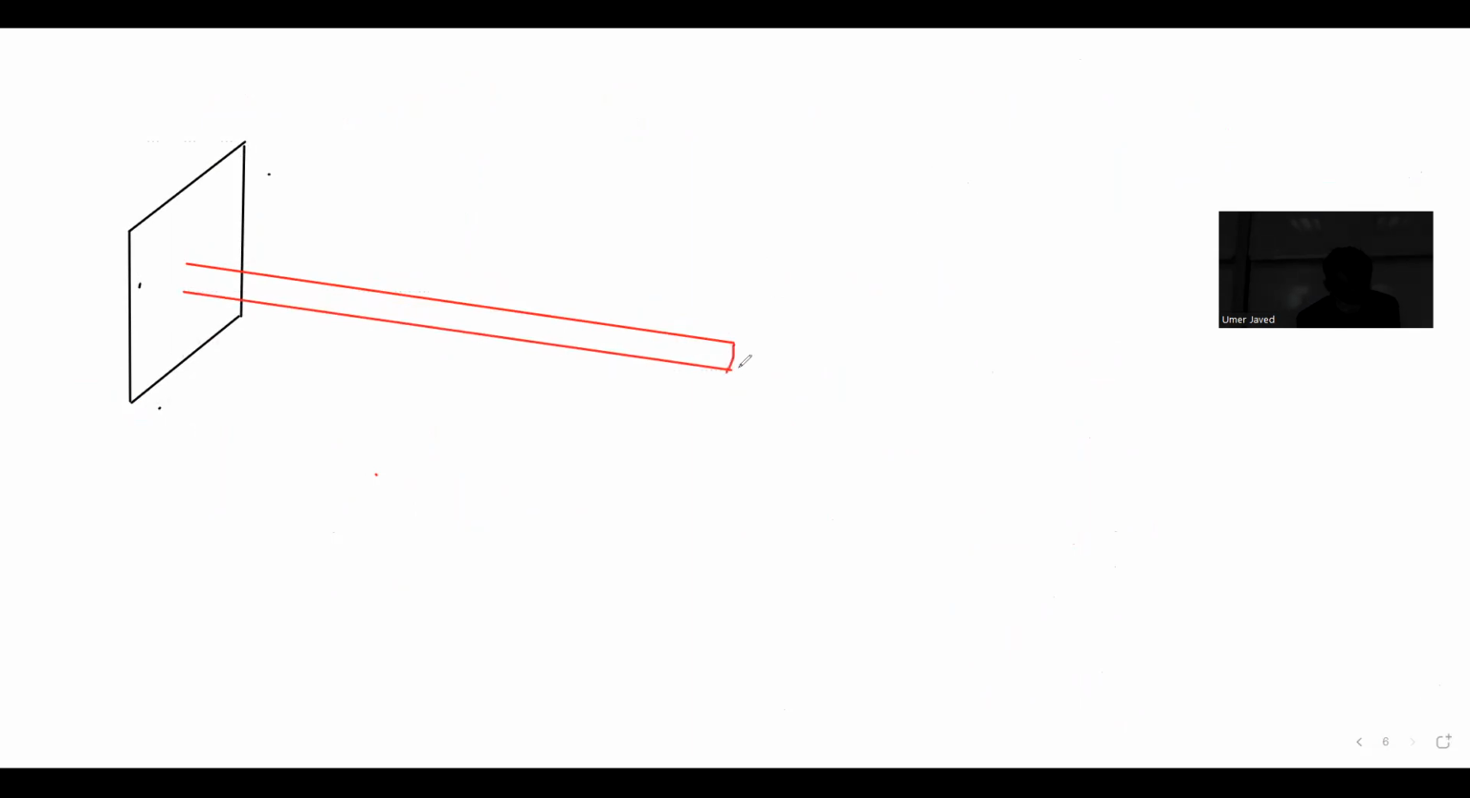Okay. So we have, let me make a y-axis for you. And let me make an x-axis.